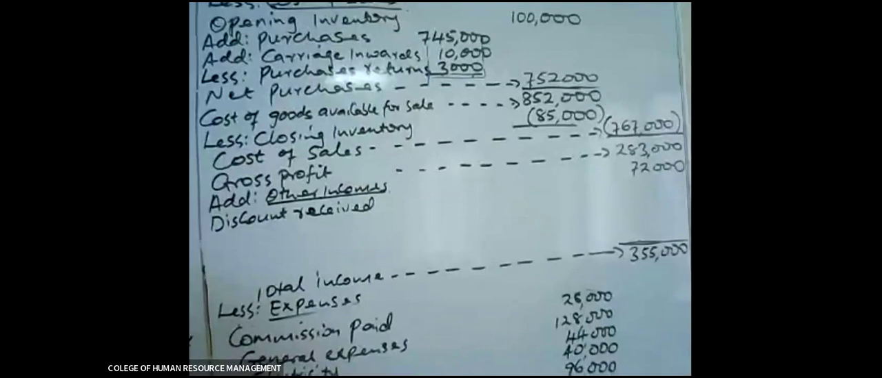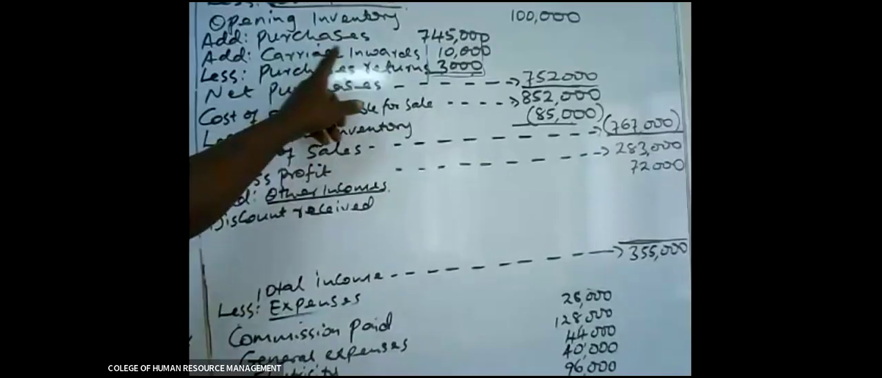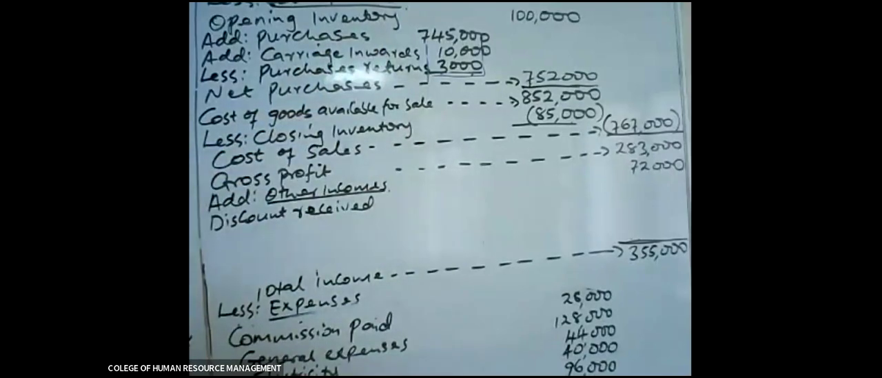Carriage inwards. Yes. Have you recorded it? Oh, it is here. We added it to purchases. That is a cost that is incurred on the purchases. We add it direct to purchases. If purchases were not made, carriage inwards could not have been incurred. And carriage outward becomes an expense.